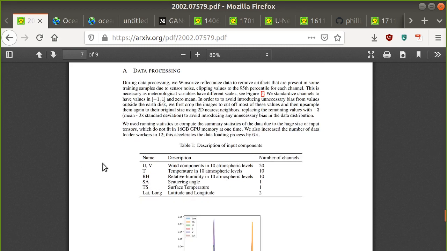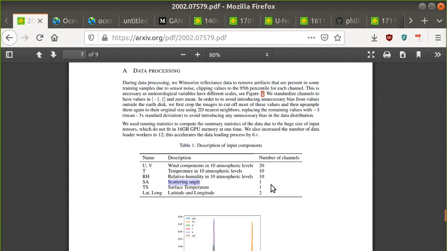There are things like horizontal, latitude and longitude aligned wind components in atmospheric levels, temperature, relative humidity, scattering angle. I looked this up a little bit. I'm a little unclear what this is. Maybe someone can clear this up.